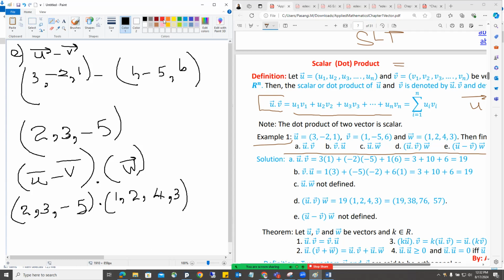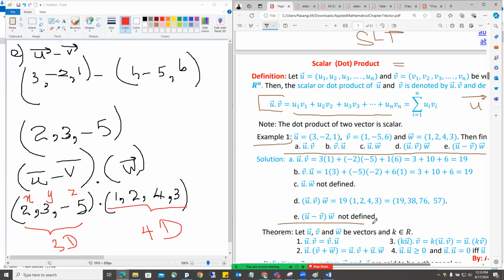So the issue is here, you can see these two vectors are 3D vectors. We have X, Y, and Z. Then this one is a 4D vector. There we have 4 dimensions here. Can we take the dot product? No. Actually, we can't take the dot product. That's why it says not defined.